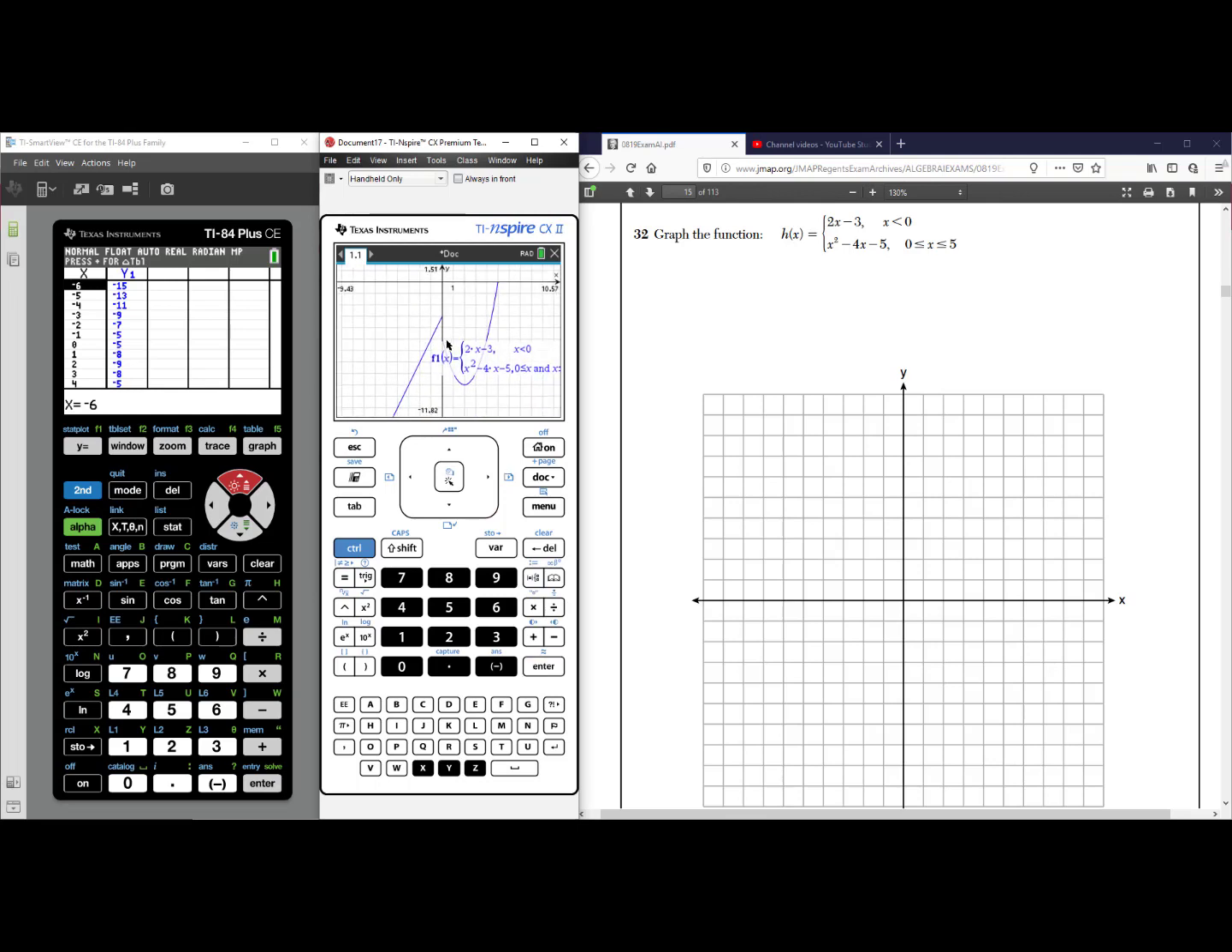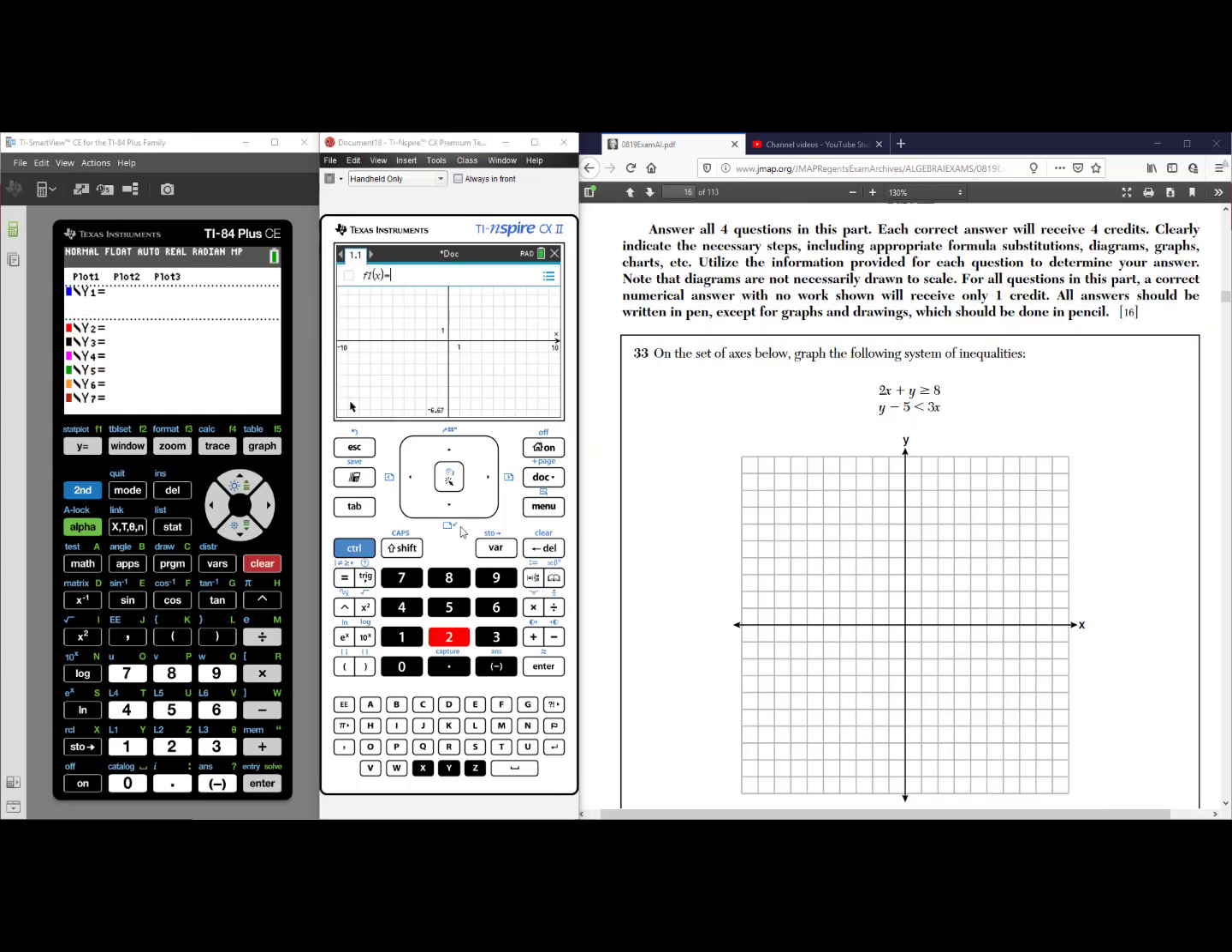I can grab and move using control and click. I can press control T to get my table values. Question 33 really lends itself to the TI-Nspire technology. We will delete the equal sign, choose number 6 relation, and then enter in our first inequality. 2x plus y, control equals, that is greater than or equal to 8. When we press enter, we see our inequality plotted.